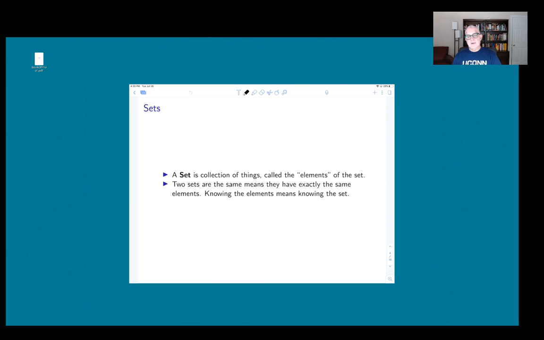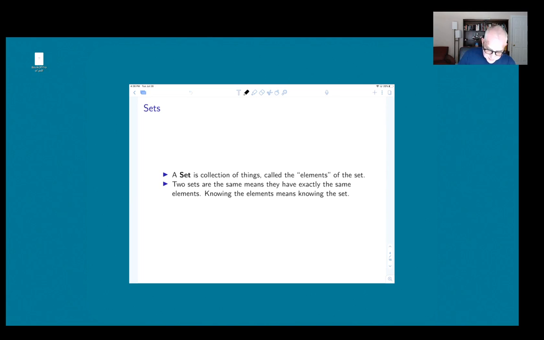In this form of naive set theory, a set is just a collection of things. And the things in the set are called its elements. I'm not going to even attempt to define what I mean by a collection, or by things, although you'll see many examples, and you can see that this is an extremely general idea. So a set is completely defined by its elements. Two sets are the same exactly if they have exactly the same elements. Knowing the elements means knowing the set.